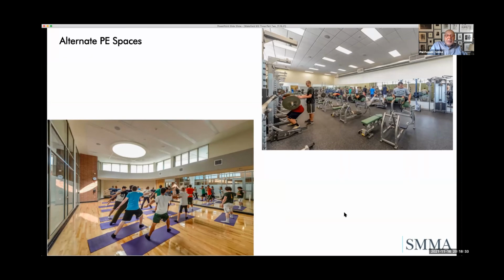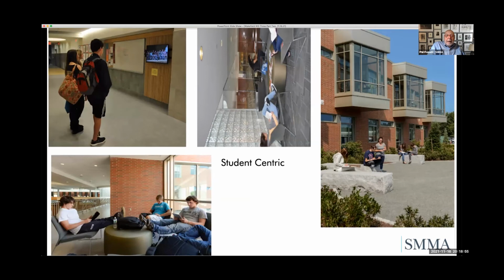And alternate PE spaces. So one to the lower left has a dance bar in it. It's for yoga. It's for just about anything you can think of. And then they have a sort of traditional fitness room, weight room, which is a combination of weights and aerobics. And lots of spaces for students.